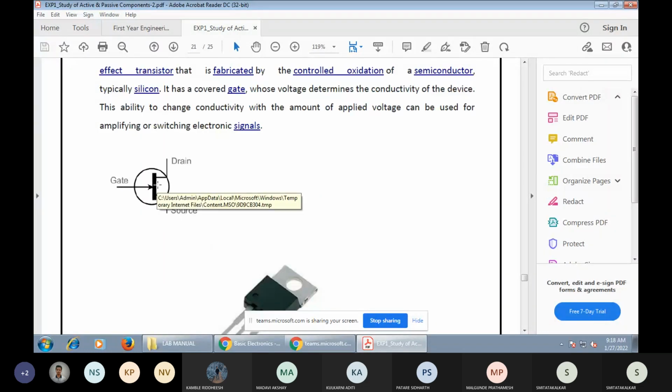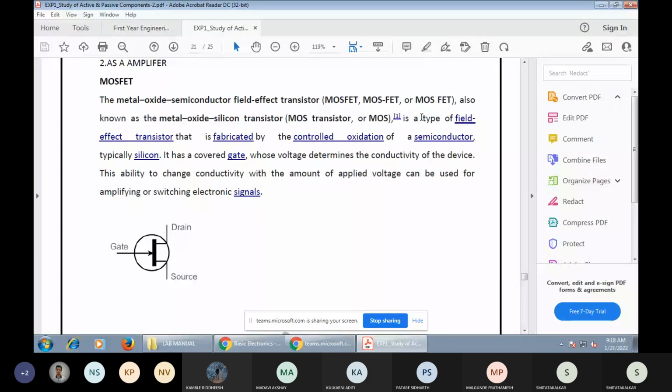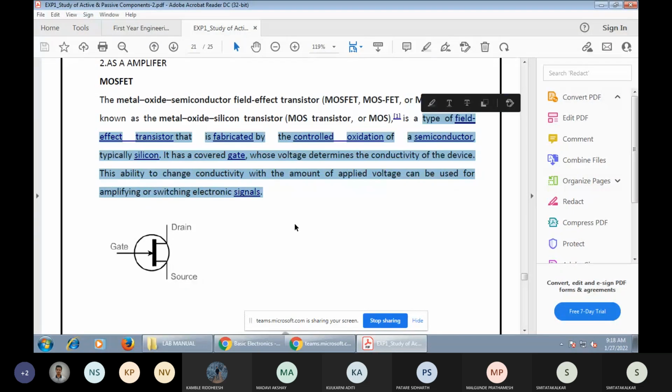Theoretically, this is the symbol. The gate terminal is connected to the drain, the drain voltage is VCC, and the source is connected to ground. This device is the metal oxide semiconductor field effect transistor, the MOSFET.